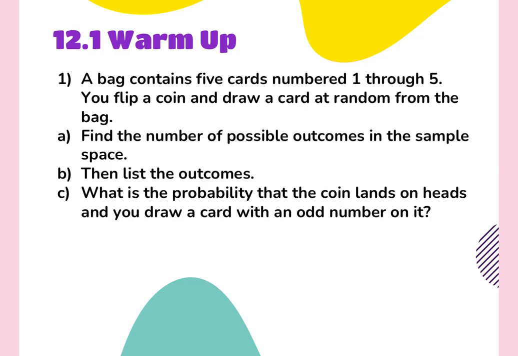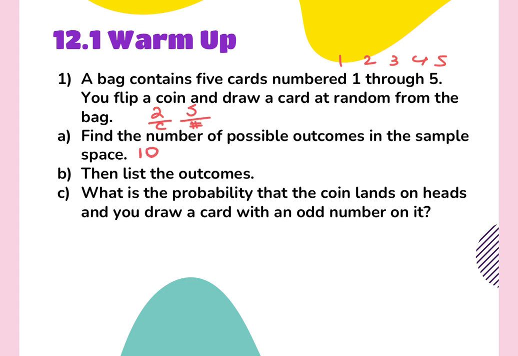The 12-1 warm-up starts with number 1. It says a bag contains 5 cards numbered 1 through 5. You flip a coin and draw a card at random from the bag. Find the number of possible outcomes in the sample space. The first thing you're doing is flipping your coin, and the second thing is picking the number. There are 2 options for flipping a coin, and there are the numbers 1, 2, 3, 4, 5, so 5 options for your card, which means the number of possible outcomes would be 10.